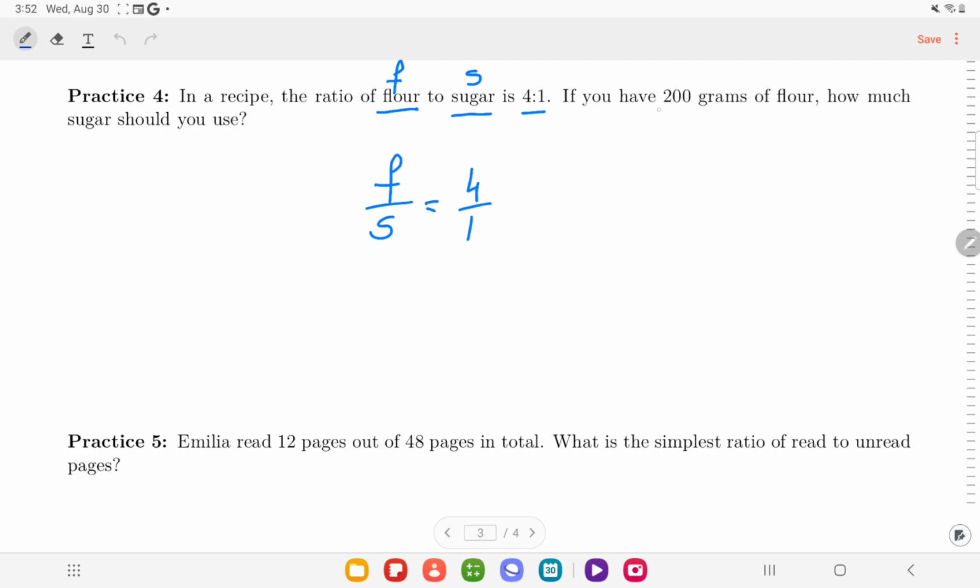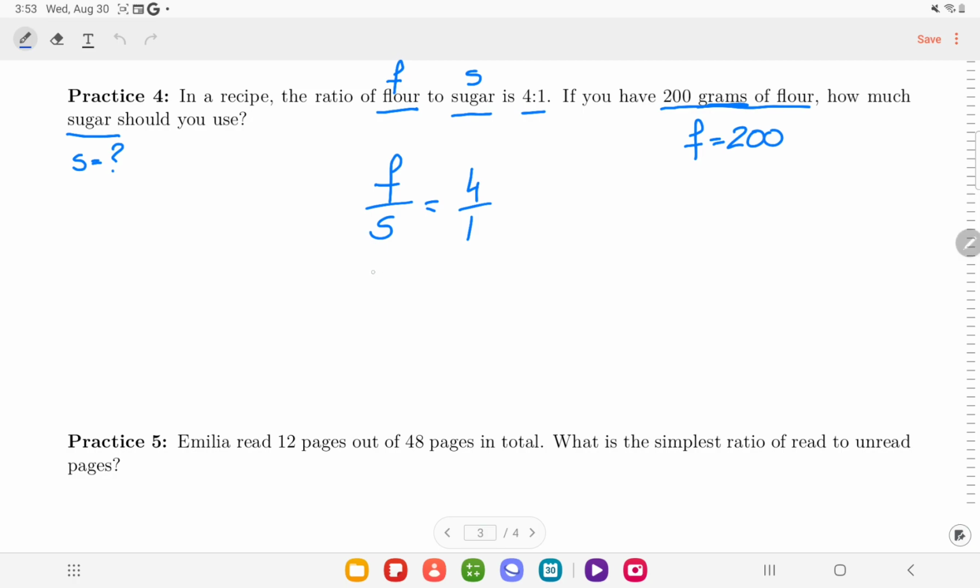If you have 200 grams of flour, so we substitute F with 200, how much sugar should we use? We're looking for S. When using proportions, we have to make sure that the units are the same. So if we have 200 grams of flour, we're looking for grams of sugar. If we have 5 cups of flour, we would be looking for cups of sugar, and so on.